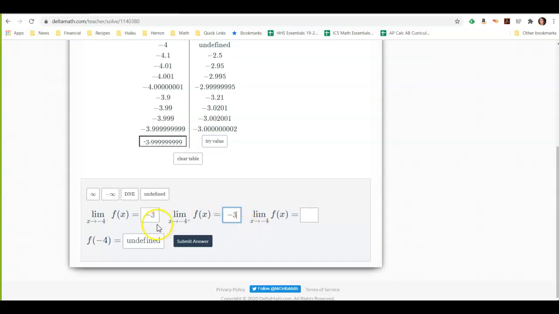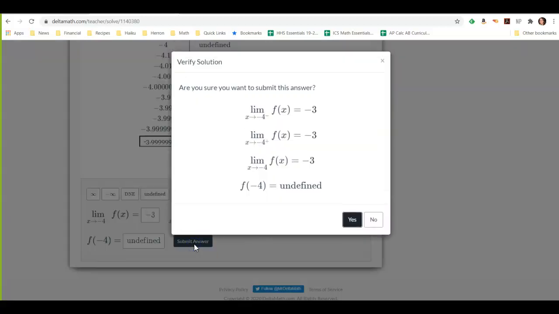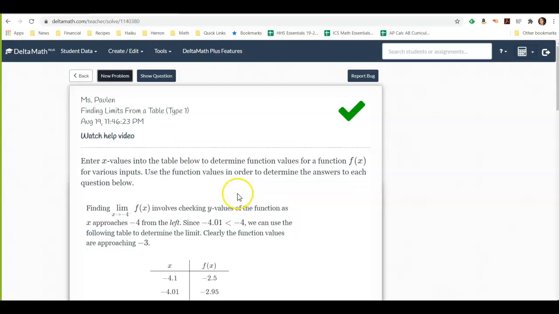And then remember, if those two limits match up, then my limit is -3. If those don't match up, then the limit does not exist. So I would put DNE there. Just a reminder, limits we say don't exist, function values are undefined. I'm going to submit my answer. Fingers crossed this is right, and I'm good to go.